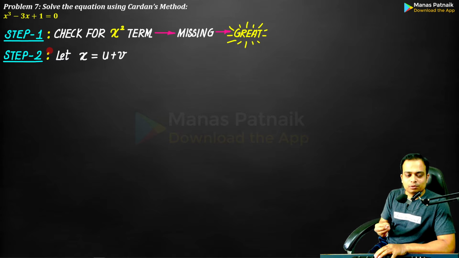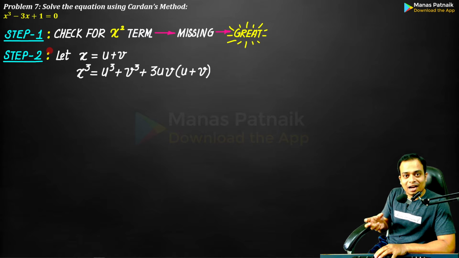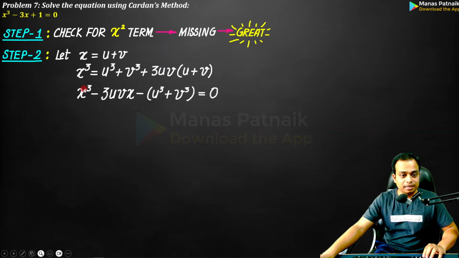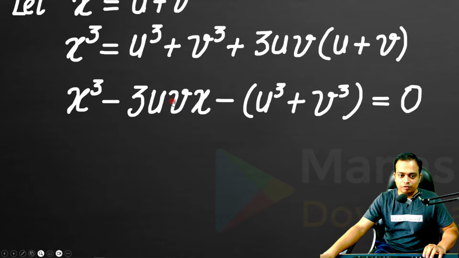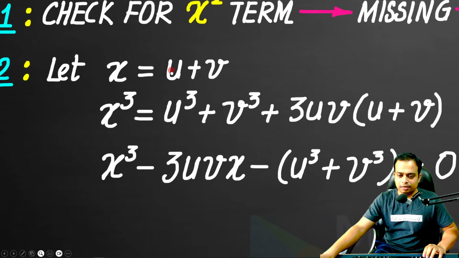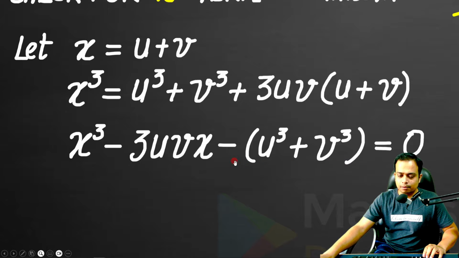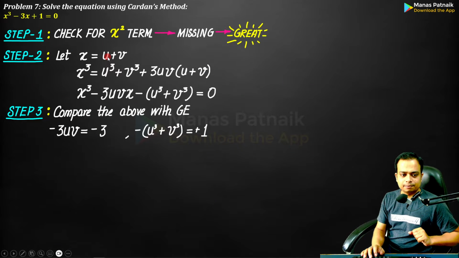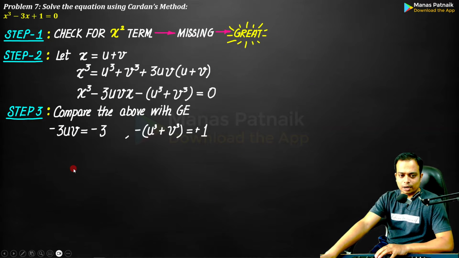Let x is equal to u plus v, cube both the sides, take all the RHS terms to the LHS, and now you need to just compare. What comparison? Sir, this negative 3uv is going to be equal to negative 3, and at the same time this minus of u cube plus v cube is going to be equal to positive 1. Let me start the comparison. uv is equal to 1 and u cube plus v cube is equal to negative 1.